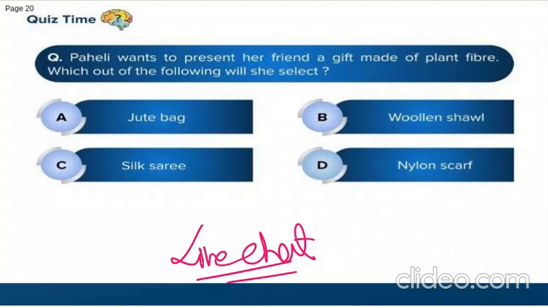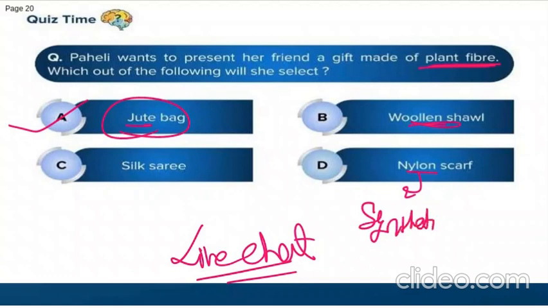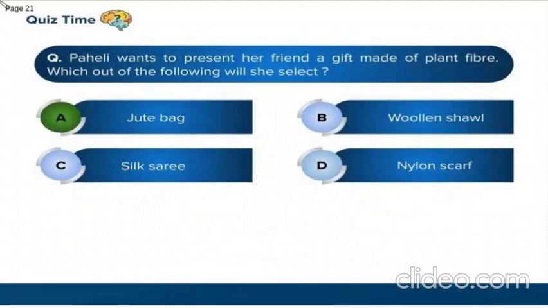So what we want is just plant fiber, something made up of plant. First one, jute bag. Jute we get from plant only, so obviously that is the right answer. Woolen shawl, we get wool from animal. Nylon is synthetic fiber. Then silk, again we get it from animal only. So the right answer will be jute bag.